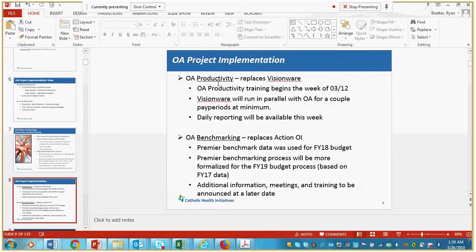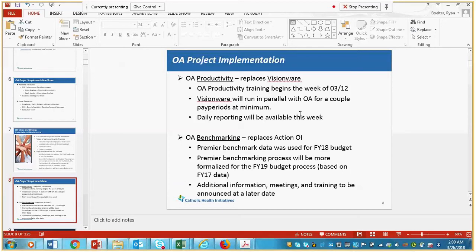Again, keep in mind that we're replacing Visionware. Visionware will still be accessible to you for another pay period or two, so you can do parallel comparisons of Visionware versus OA. But we do need to turn that off at some point. We don't want to run dual systems. So we want you to, as soon as you leave here today, start actively looking at your reports side by side. So if you do have any questions, we can get those things addressed right away.